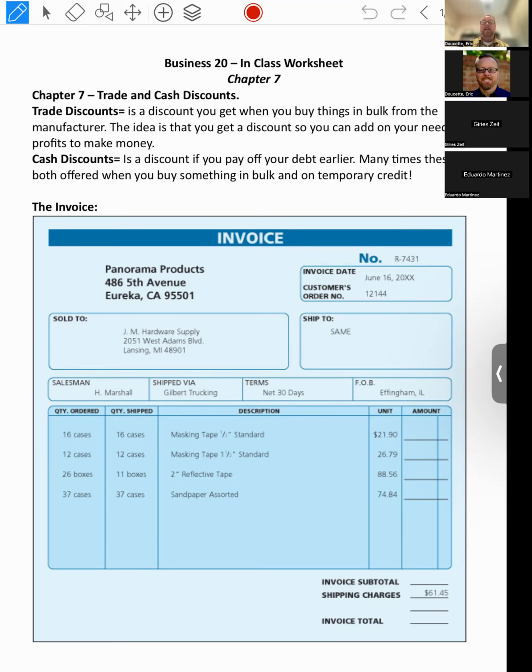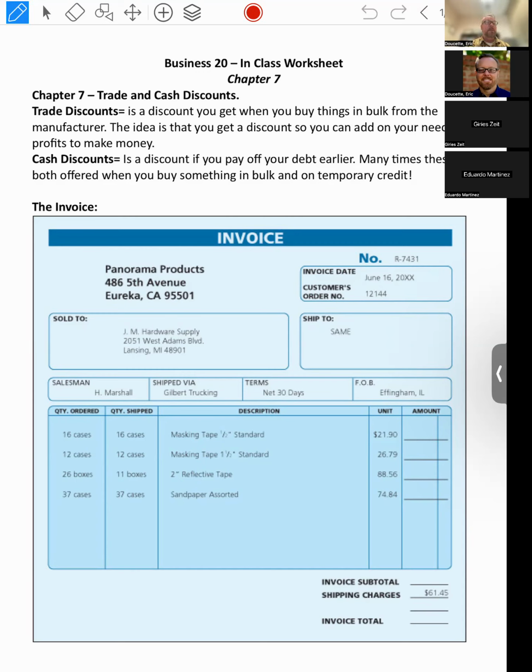Typically, they'll offer that on some kind of terms where you promise to pay it back within a certain period. So that's trade discounts. Cash discounts are just that. You might say, okay, I'm going to give you a 25% discount on this bulk order, but if you pay it off in an earlier amount of time than the 30 or 60 or 90 days that I'm originally going to give you, I'll give you an additional percentage off. And that is what we call a cash discount.